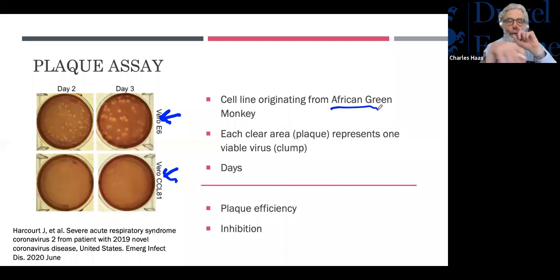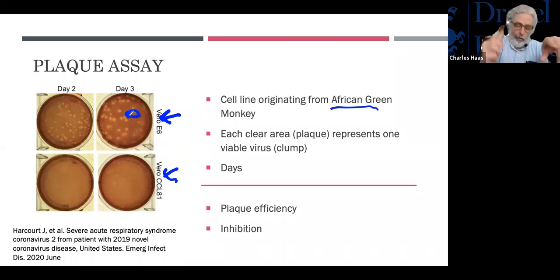Then once that lawn of host cells was grown, samples that contained virus were placed on top of it and solidified with agar. And every clear zone that you see represents a location where those African green monkey cells were infected, killed, and the clear area represents the absence of them.